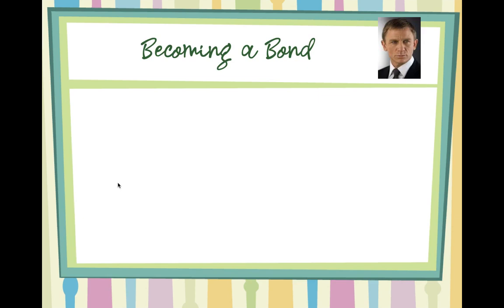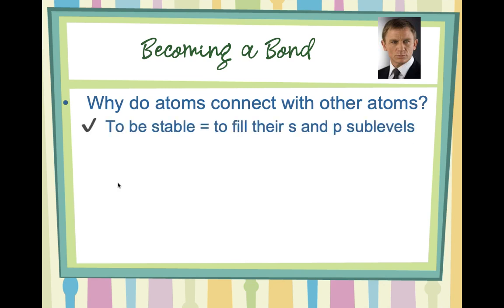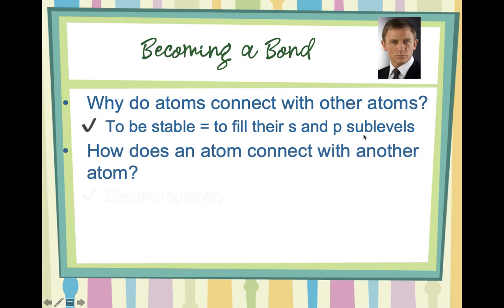So the first thing we want to talk about is just this idea of becoming a bond. So you're not an element, you're not an ion, but turning into bonds. What does that even mean? Why do atoms connect with other atoms? Why don't they just stay all separate? Well, the big reason is that they're trying to be stable. That's true of really everything in the natural world, trying to be stable. And in chemistry, that means that the s and the p sublevels in the electron cloud are filled. So how does that happen?